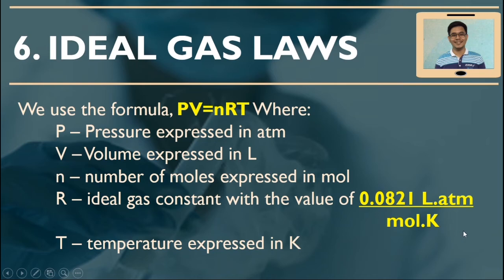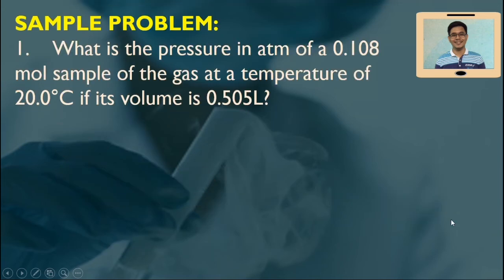And in order for you to familiarize yourself with this PV equals nRT formula, let's have our sample problem number 1 on your module. Again, this is sample problem number 1, not letter A. So here, what is the pressure in atmosphere of a 0.108 mole sample of the gas at a temperature of 20 degrees Celsius if its volume is 0.505 liters?